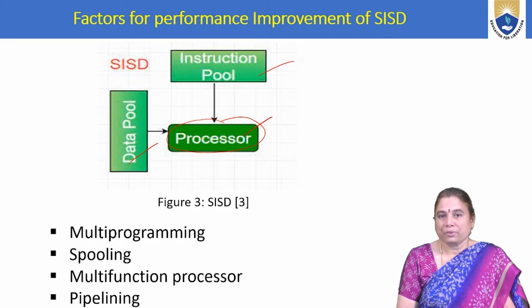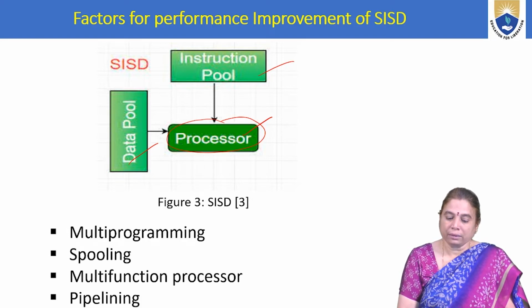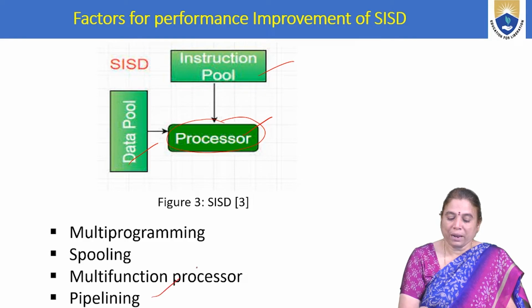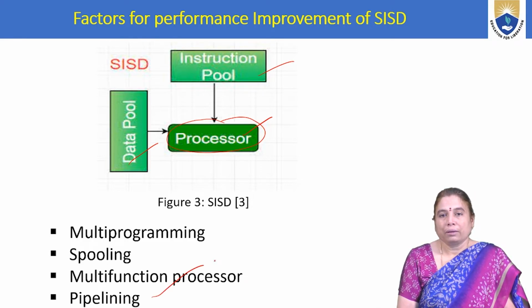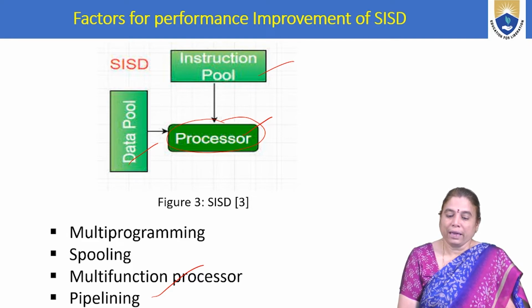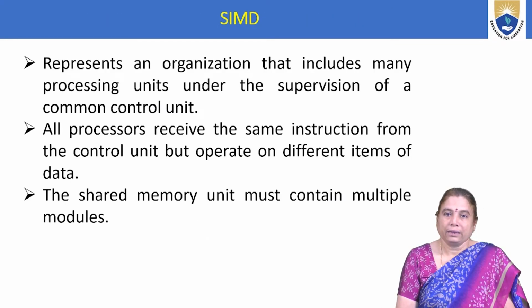So, the parallel processing can be achieved by employing multiple functional units or with the help of the pipelining concept. With multi-programming, spooling, multifunctional processors, and pipelining, the simultaneous or concurrent execution of instructions can be achieved in the SISD. The second category is SIMD. So, the SIMD is single instruction stream, multiple data stream.